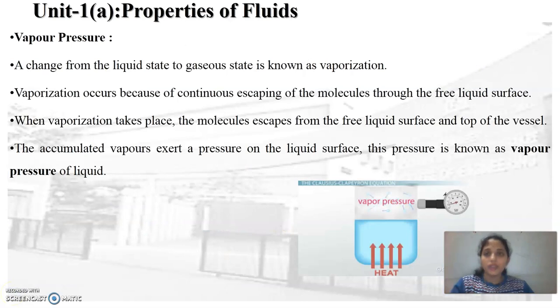Next property of the liquid is the vapor pressure. The change of state from liquid to gaseous is nothing but the process of vaporization. Let's see this diagram. In the diagram, in one container, the liquid is there, and this container is covered with a lid. If heat is given from the bottom side, then the liquid changes its state into gas. These vapors exert pressure on that liquid, and this phenomenon is nothing but the vapor pressure.